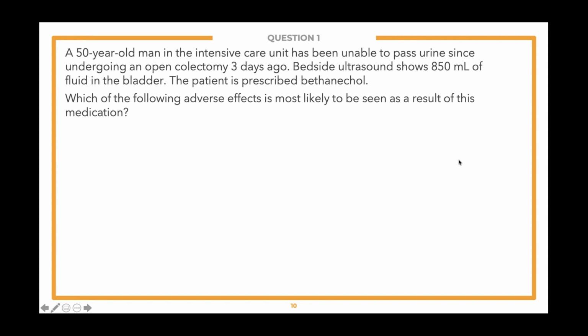So again, the question: which of the following adverse effects is most likely to be seen as a result of this medication? What I'd like you to do is go to the question box and let us know how many steps you think it will take for you to solve this question, as I turn it over to Sean. Sean?